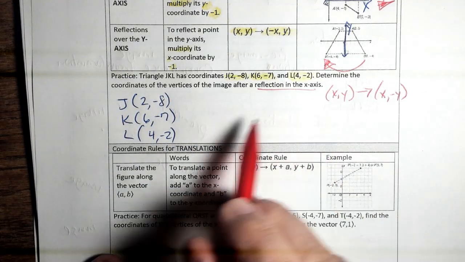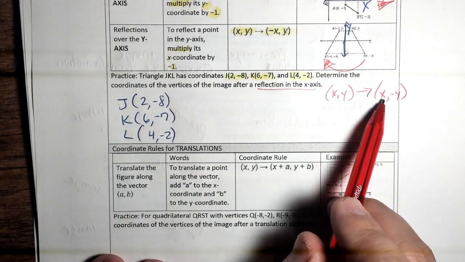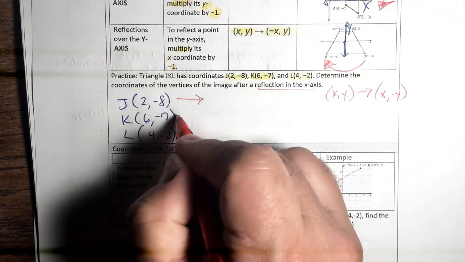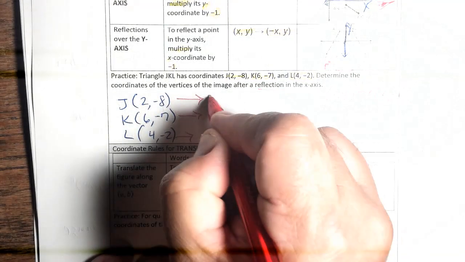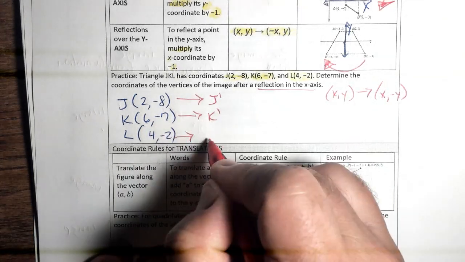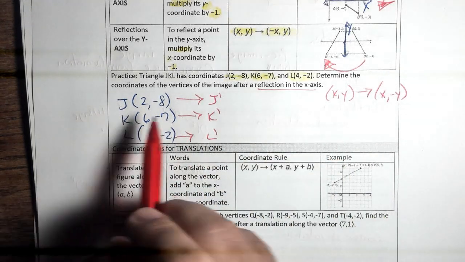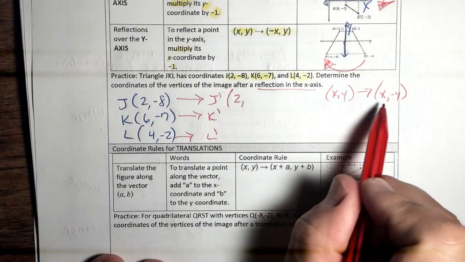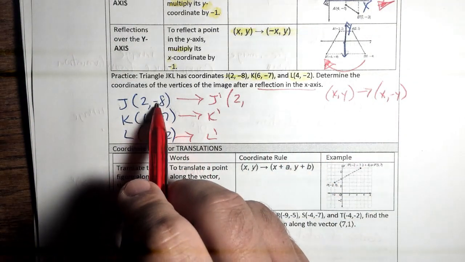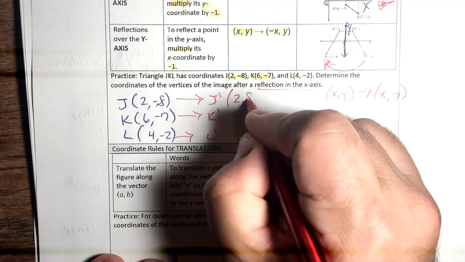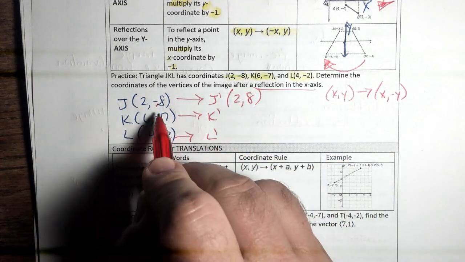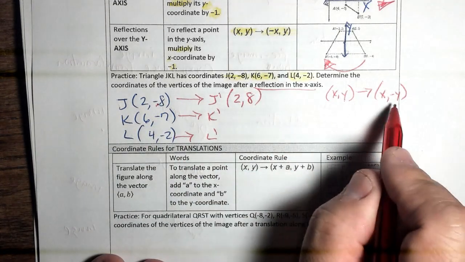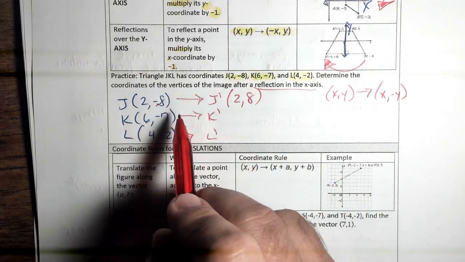Okay, so x comma y, that's how it's written, is going to become x comma negative y. So all we're going to do are J prime, K prime, L prime. So x stays the same. So 2 is still 2. The y becomes negative. So if it's negative 8, it's going to be positive 8. Okay, negative 8 becomes positive 8 because we're taking the opposite, or we're multiplying it by negative 1.